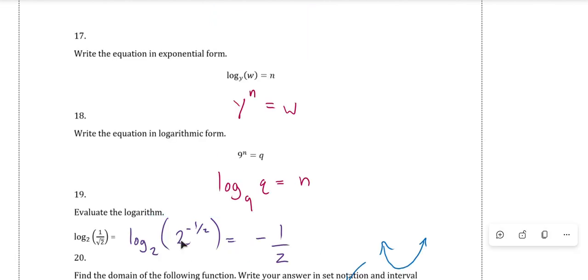Question 19 asks us for an evaluation of this logarithm, and the easiest way to do that is to write this in exponential form. Your properties of logs tell us that logs cancel with exponentiation as long as our bases are the same here, and so knowing that 1 over the square root of 2 is the negative 1/2 power of 2, we can get our evaluation of the logarithm easily.